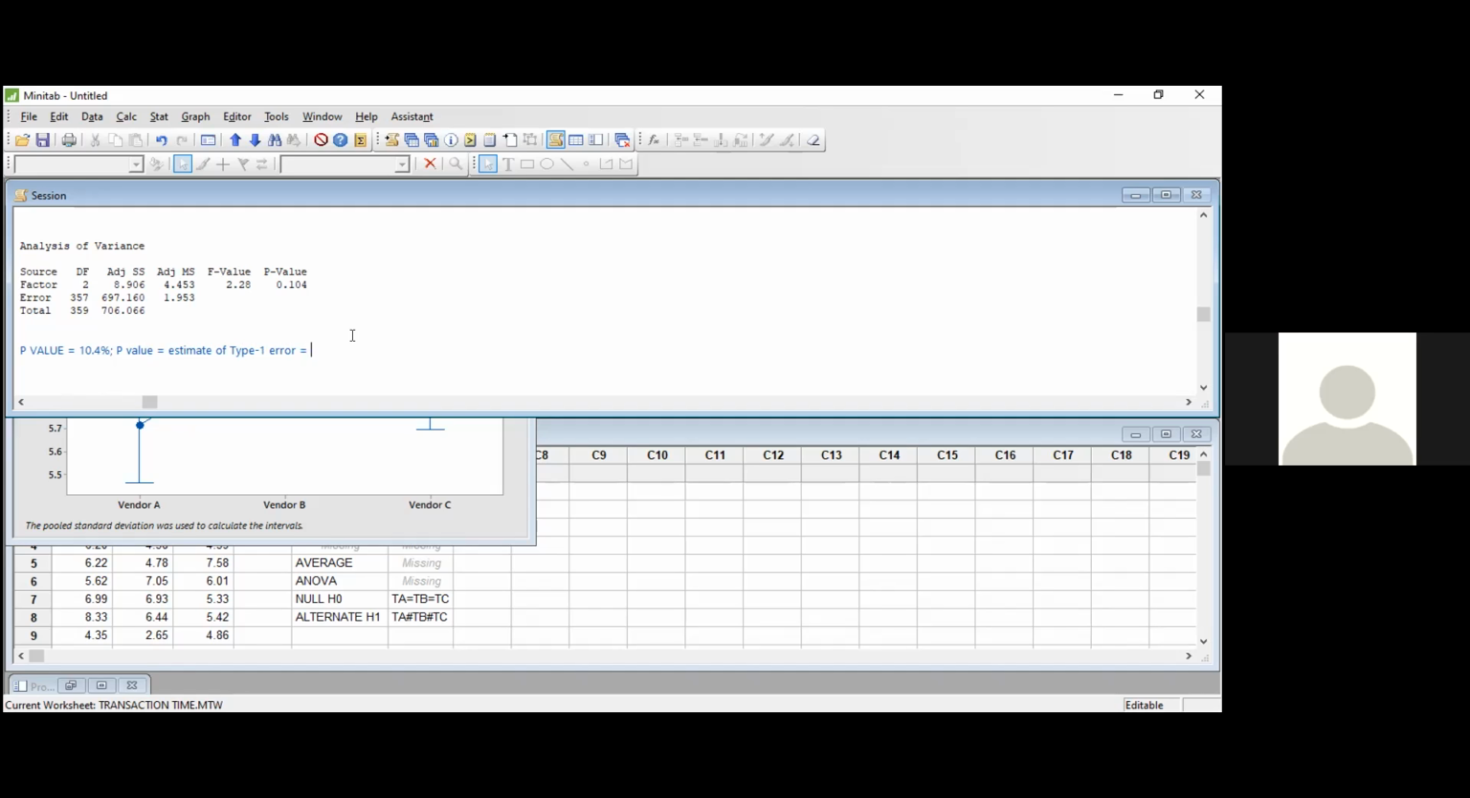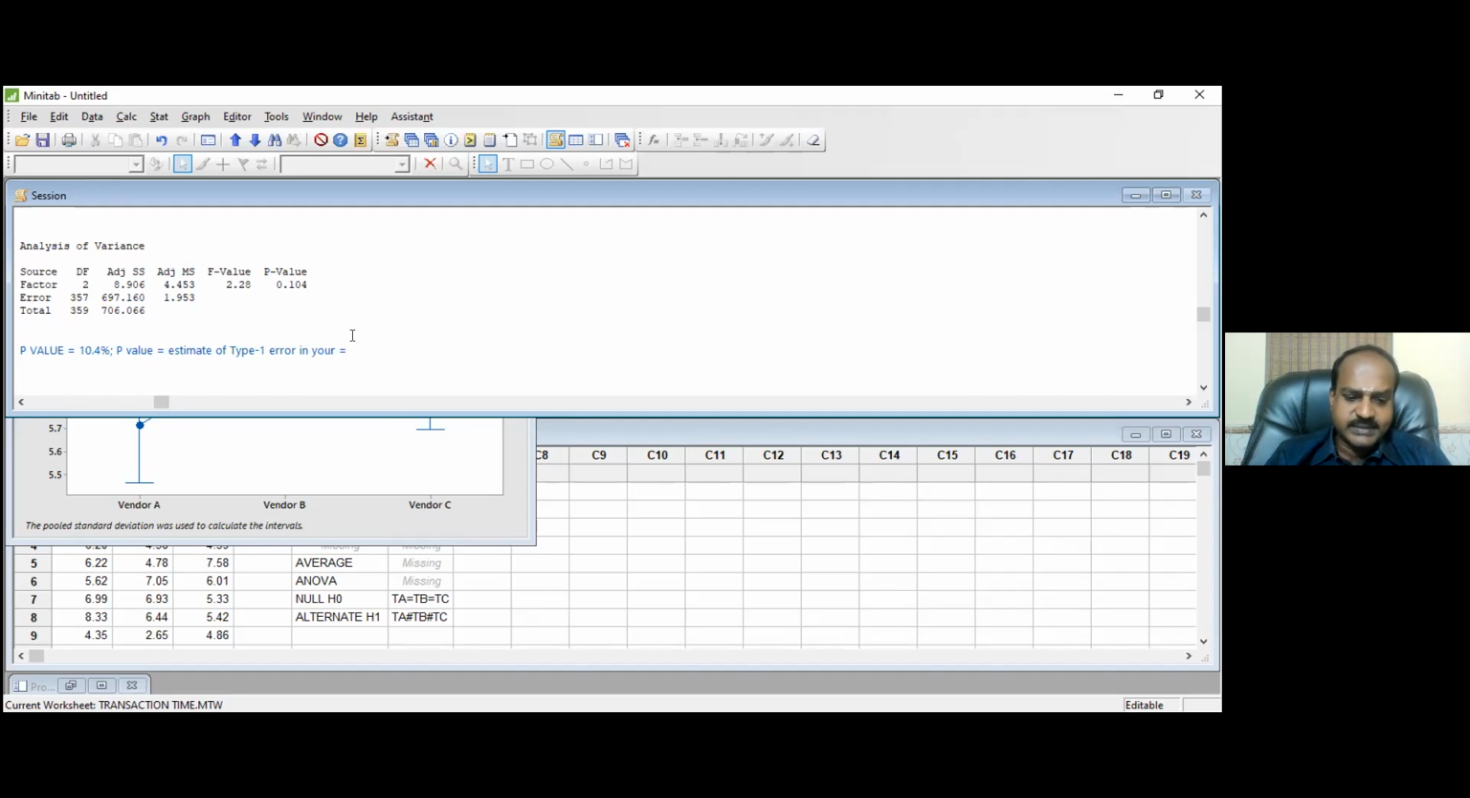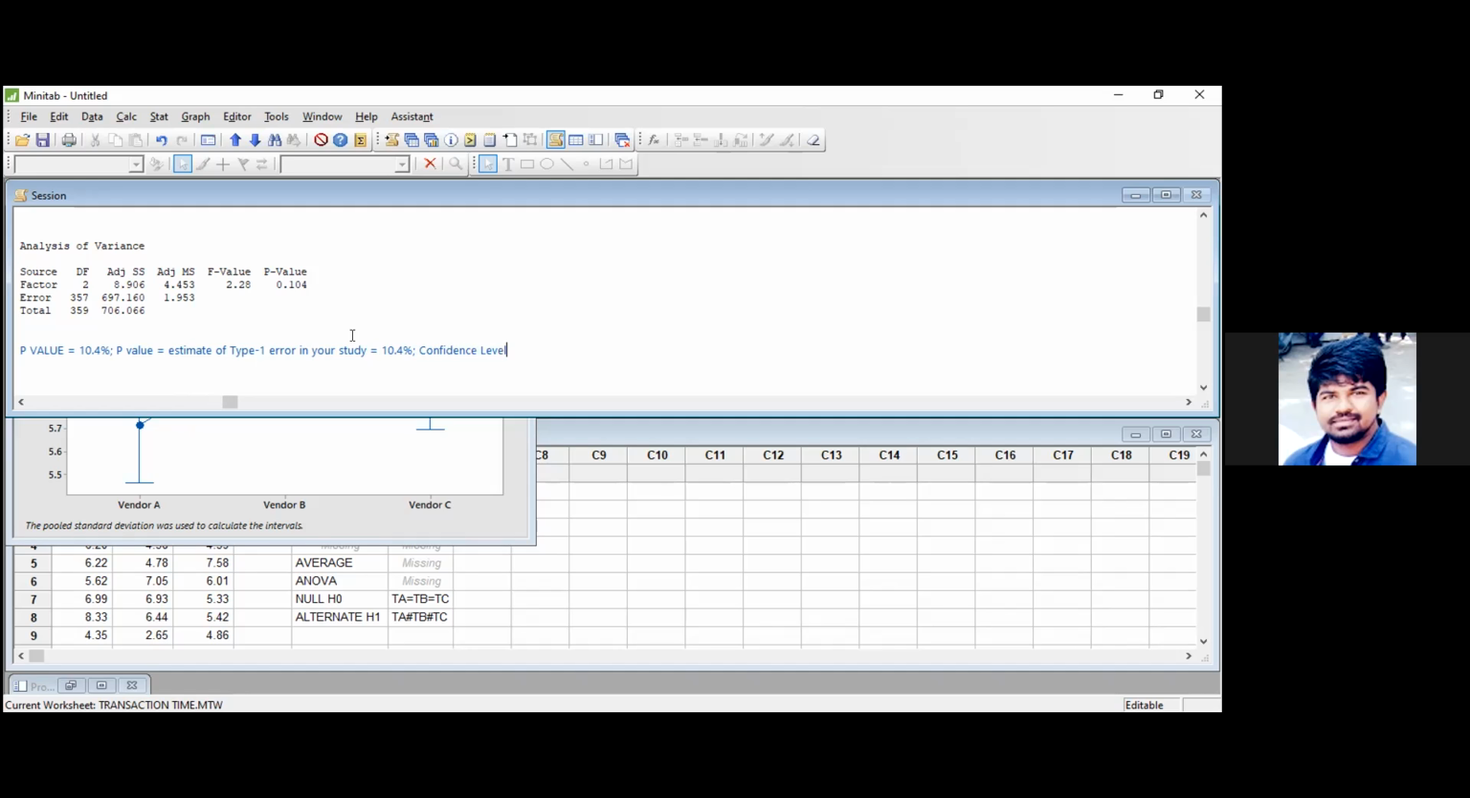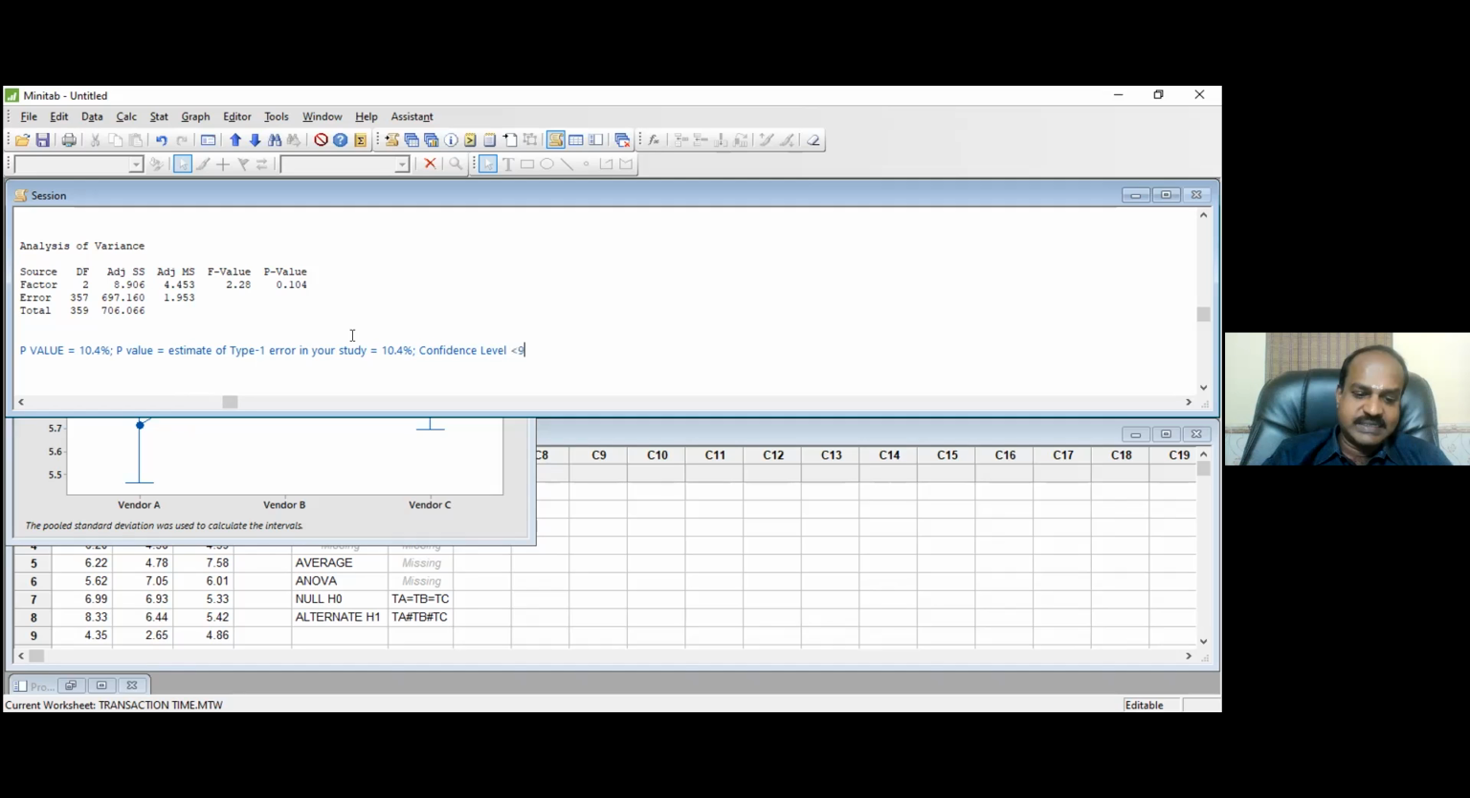P value is the estimate of type 1 error in your study. Am I right? Yes, sir. So it is 10.4%. If the estimated P value is 10.4%, what is your confidence level? 89.6. But how much is required for your new company? 95. So your confidence level is less than 95%.